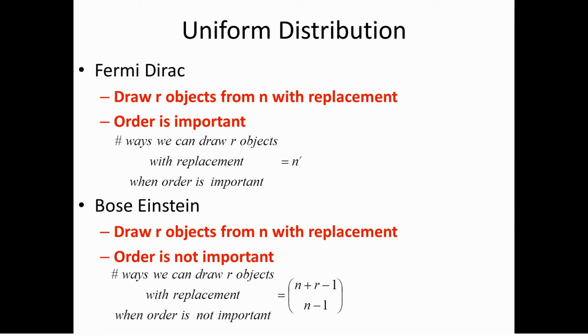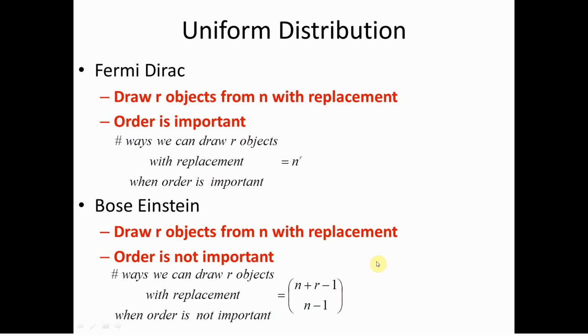And sometimes people call this Fermi-Dirac statistics. I'm not going to call it that, but sometimes people call it that, because it's used to describe the statistical physics of fermions, like electrons and stuff like that. If we choose with replacement but order is not important, then we get what's called Bose-Einstein statistics. And this is the number of ways we can draw our objects with replacement when order is not important.